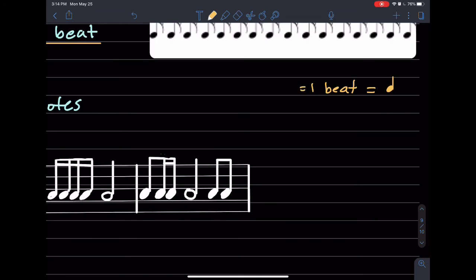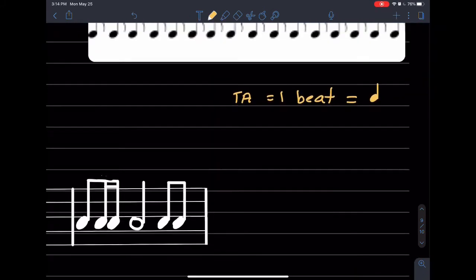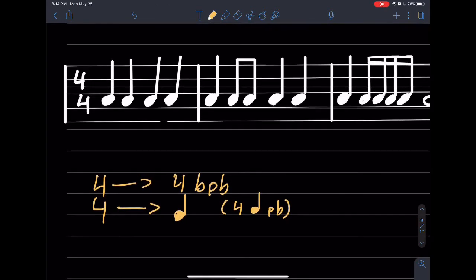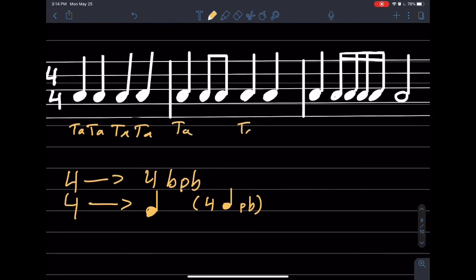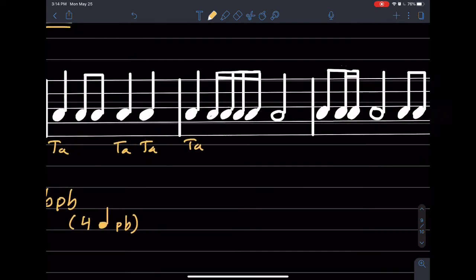Remember, ta is the word that we assign to the 1 beat note. In this case, it's quarter notes. So let's go through this, and wherever we see a quarter note, let's write ta. Ta, ta, ta, ta, ta, ta, ta, ta. There's a lot of them. That's it. All right, second step.